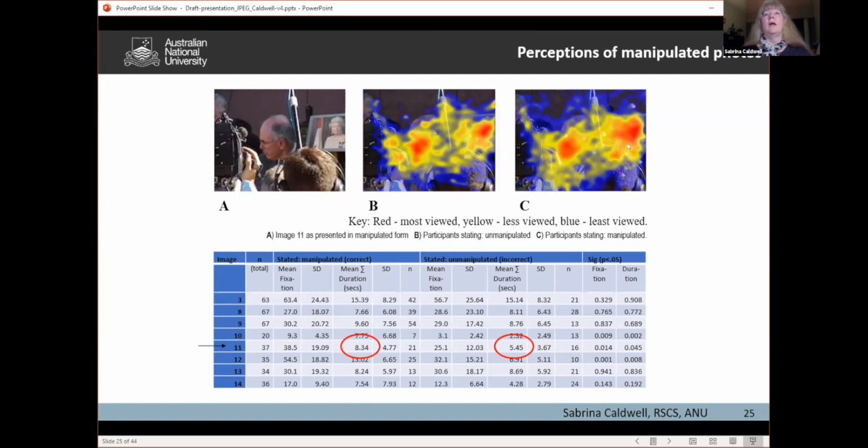If you have a look at the red spaces here where this manipulation was added, people look at faces as well, so that's a bit of a confounding factor. But as you can see, the people who said that the image was manipulated looked at the photograph here for much longer than the people who said it wasn't.